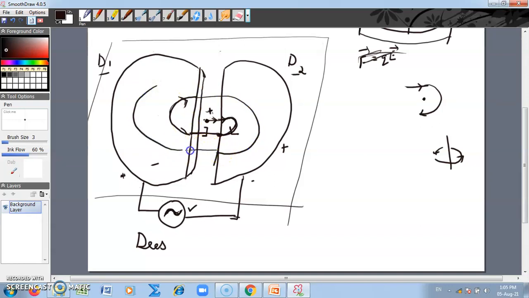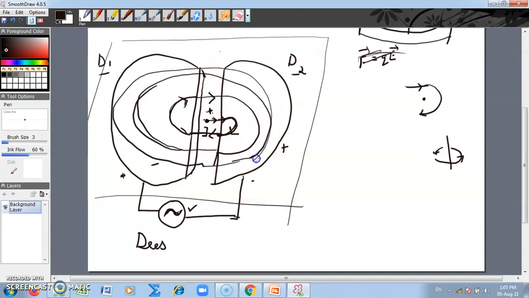So it goes like this and like this, and after a large number of circular paths, it gets accelerated at each gap while going from here to here, and again coming here, again coming like this. So it gains a lot of kinetic energy, and it comes out, and there is some sort of method, an external magnetic field, which guides the particle this way, and it hits the target.